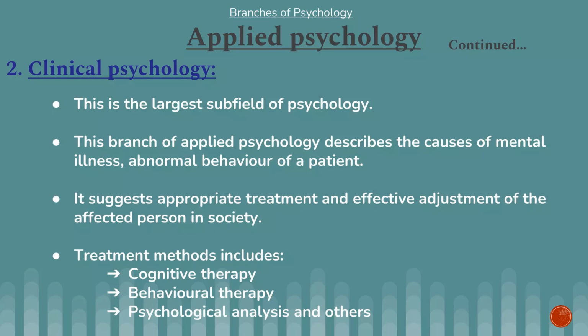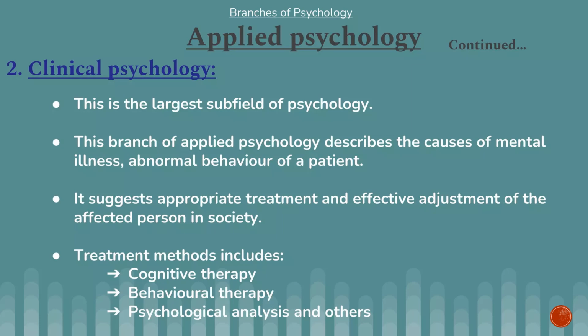The clinical psychology is the largest subfield of psychology. You will find this branch more important and useful in conditions where mental illnesses are to be dealt with and abnormal behavior of the patient is dealt with. It suggests appropriate treatment and effective adjustment of the affected person in society. So this is an allied part of the department of psychiatry in which the psychological part is to be taken care of.